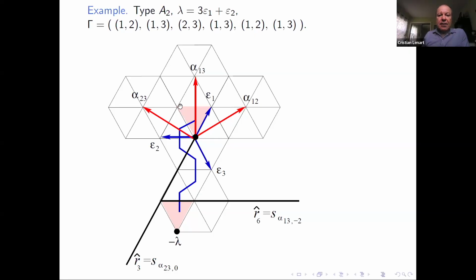The shaded alcove at the top, with one vertex at the origin, is the fundamental alcove, and the one at the bottom is the translated one. You see a blue path connecting the two, and you record all the hyperplanes that are crossed in this process. So you look at the roots orthogonal to all of these 6 hyperplanes crossed. The roots are listed at the top: epsilon 1 minus epsilon 2 is orthogonal to the first hyperplane crossed, then 1,3, 2,3, 1,3, 1,2, 1,3, with 1,3 the last one. You record this sequence, and that's what I call a lambda chain.